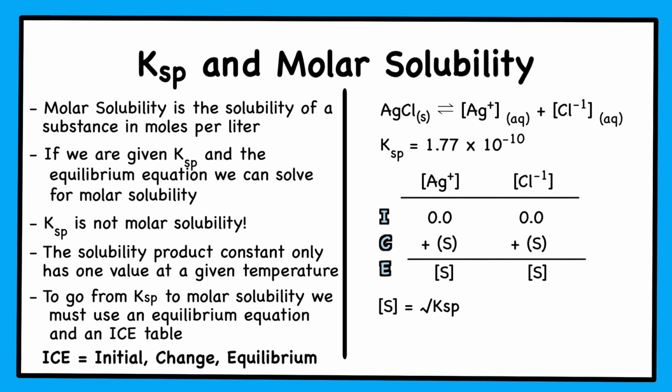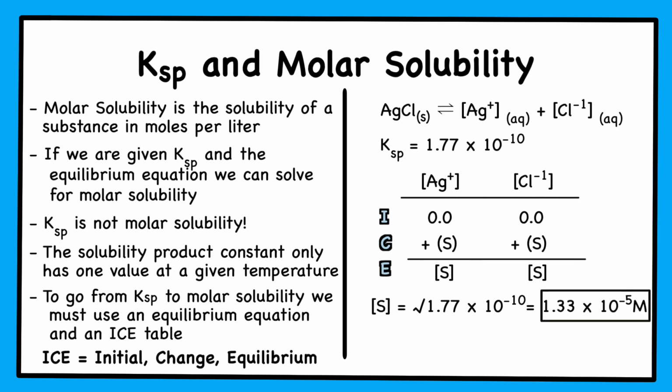Now, all we have to do is plug in our Ksp value and get the molar solubility of silver 1 chloride, which is 1.33 times 10 to the negative 5th molar. Because this is such a new topic for you, let's work on one more practice problem before moving on.